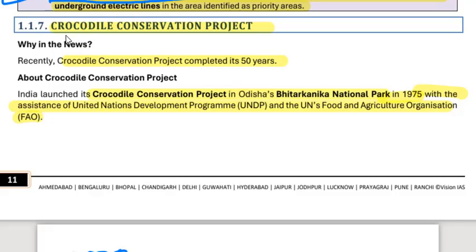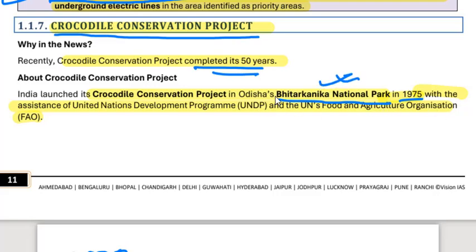Next is about the crocodile conservation. It was recently in news because the crocodile conservation project completed its 50 years. 50 years means this is 1975. Crocodile conservation project in Odisha's Bhitarkanika National Park. This one is important. Bhitarkanika National Park. It was started from here.